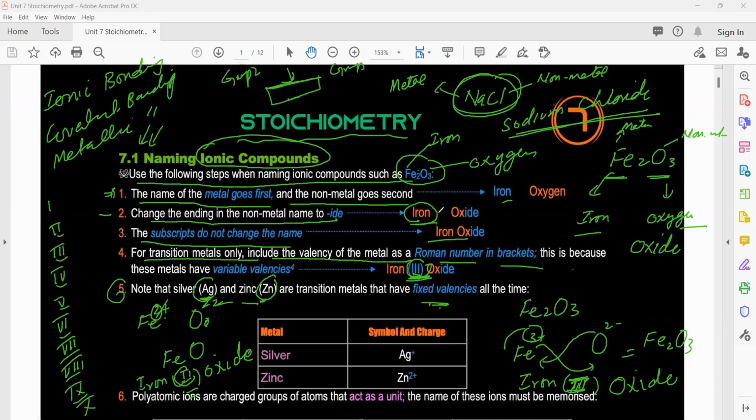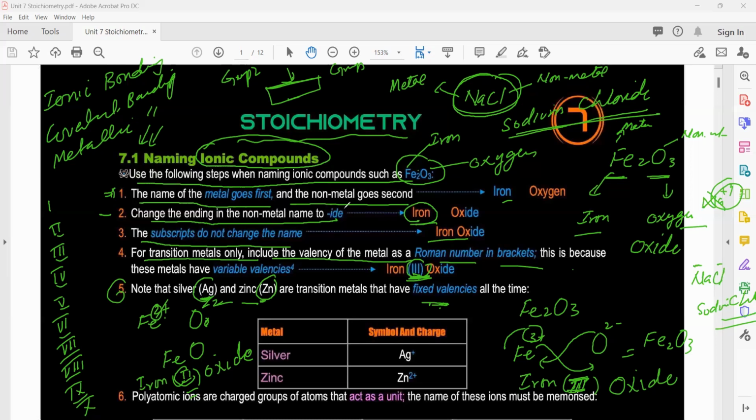Number 1, the name of the metal comes first. For example, if I want to write sodium chloride, NaCl, which is the metal part? Sodium. This is chloride. So I will write sodium. I will not write that sodium's valency is plus 1, because it's not a transition metal. And chlorine I will change into chloride. So this is the name of this one.